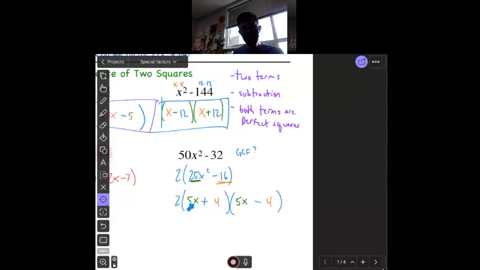2 times 5x is 10x, times 5x is 50x squared. 2 times 4 is 8, times negative 4 is negative 32. So we can see that we got the front and the back right. There's a really good chance that we also got the middle right, but we don't know that it actually adds up to be 0 in the middle. So we don't have to sit there and check the whole thing. We can check parts of it quickly and see if our answer makes sense.